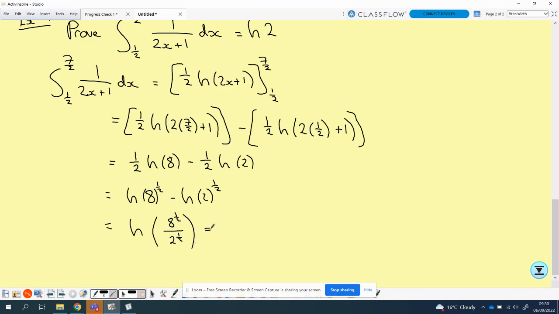So remember, power of a half means square root, so that means I've got log square root of 8 divided by square root of 2. And using your surds from National 5, the square root of 8 you can split up as square root of 4 times 2, which is 2 root 2, divided by root 2. Root 2's will cancel, so I get 2 over 1, which is just 2, so I get log 2.